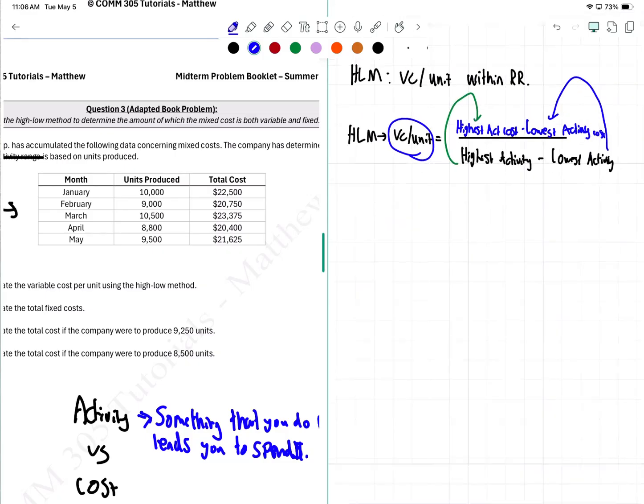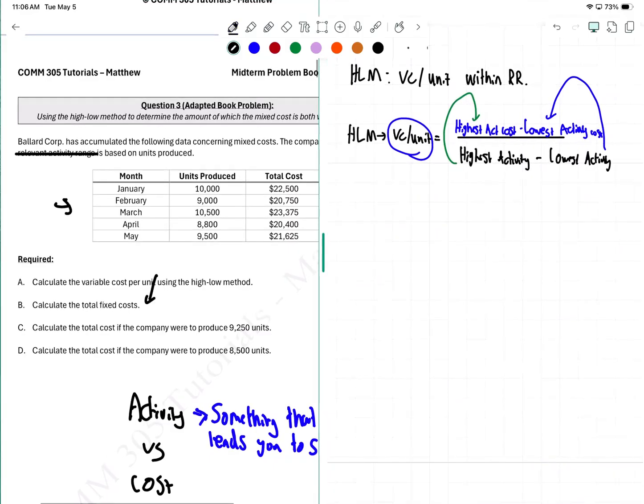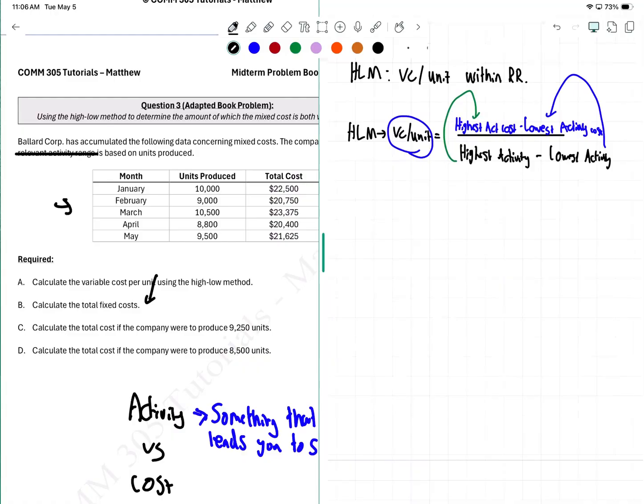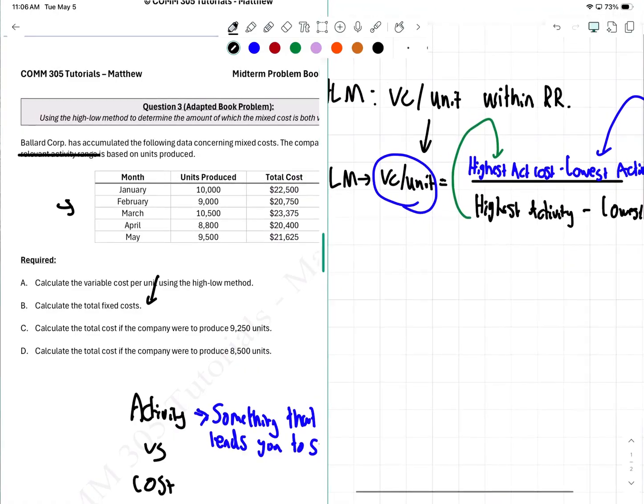Now, one thing that we didn't go over in the theory video is how to actually figure out the fixed cost with the high-low method. How do I actually figure out the fixed cost? And for that, I'm going to give you an equation. And basically, we're going to go over the steps in a little bit. But now, for the variable cost per unit, guys, you're going to solve it with the high-low method equation. And how do you figure out the total fixed cost?